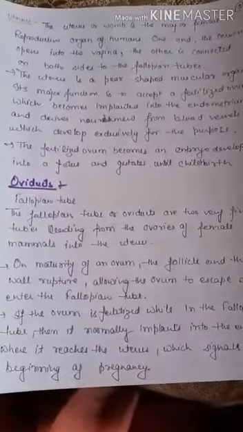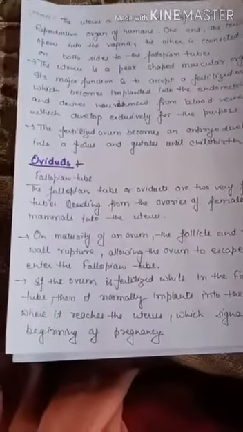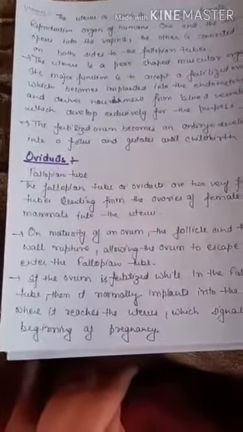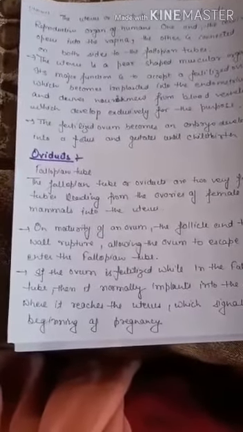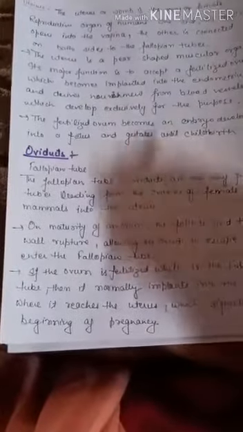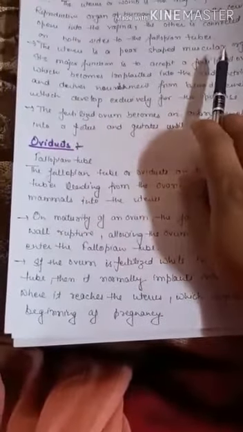Next is uterus. The uterus or womb is a major female reproductive organ of humans. One end, the cervix, opens into the vagina. The other is connected on both sides to the fallopian tubes. The uterus is a pear-shaped muscular organ.